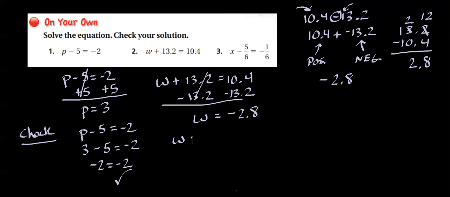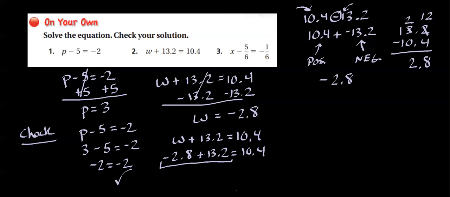So my original equation is w plus 13.2 equals 10.4. I think my w is worth negative 2.8. So I'm going to plug that in right there. So I have negative 2.8 plus 13.2 equals 10.4. Now, I have different signs here. Once again, if I have different signs, I'm going to subtract. So I'm going to subtract 13.2 minus 2.8.